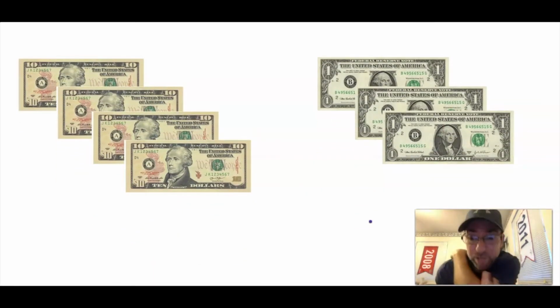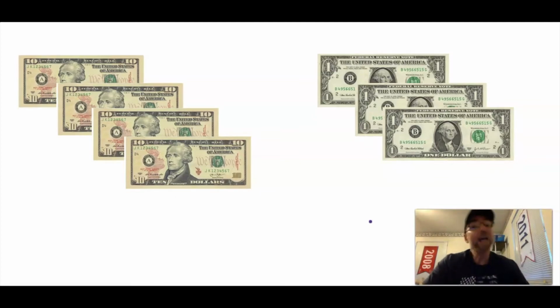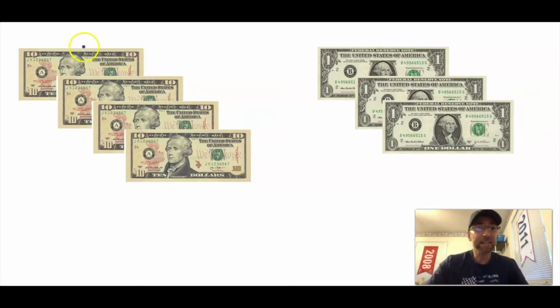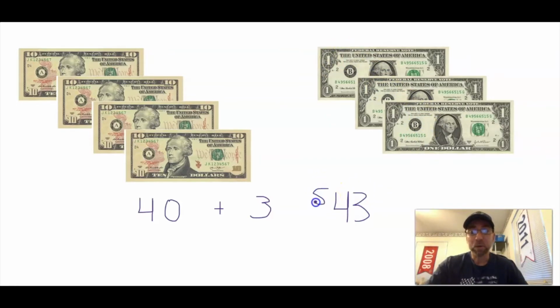All right, look at this one. Well, I have some $10 bills and some $1 bills. I always like to count my big ones first. So we need to count by tens. 10, 20, 30, 40. And then I have some ones. 1, 2, 3. 10, 20, 30, 40, 41, 42, $43. Wow. You can buy some cool things with that much money.